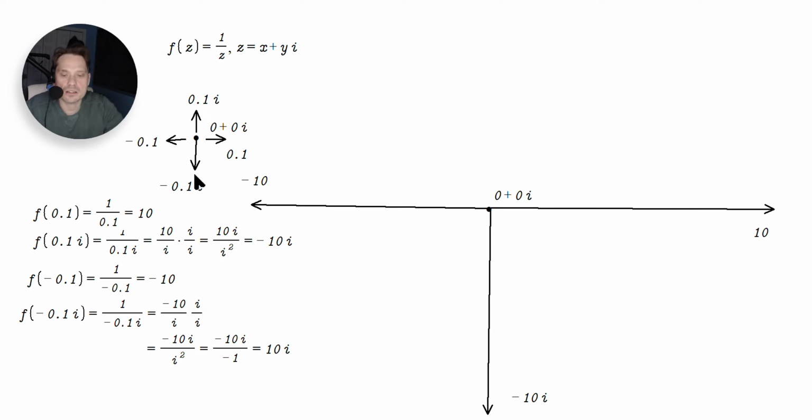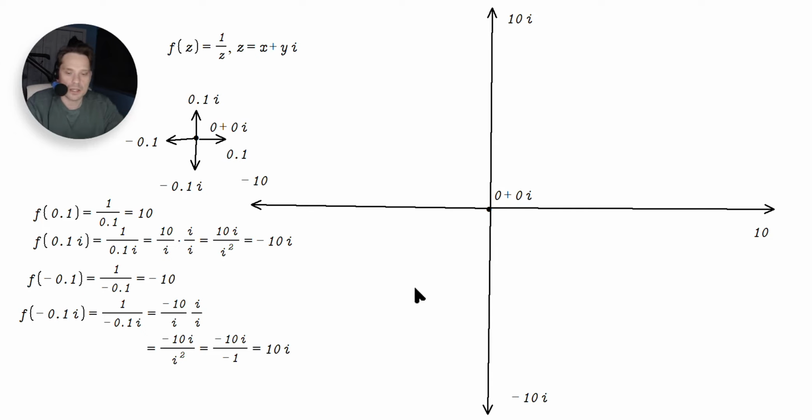So look, this negative 0.1i gets imaged into this number right here. Positive 10i. Right here, you see? 10i positive. So these numbers that are very close to 0 plus 0i, once you divide them into 1, as you can see, they actually produce numbers that get stretched away from the origin. So that's one way to think about a singularity.